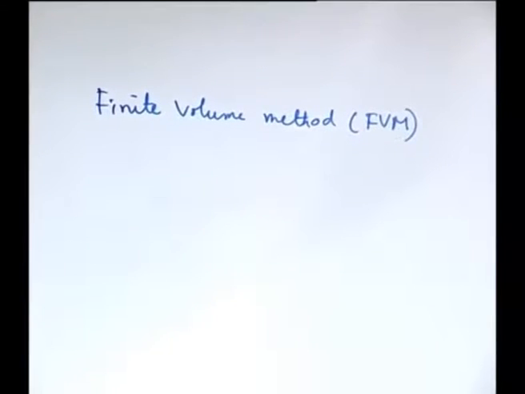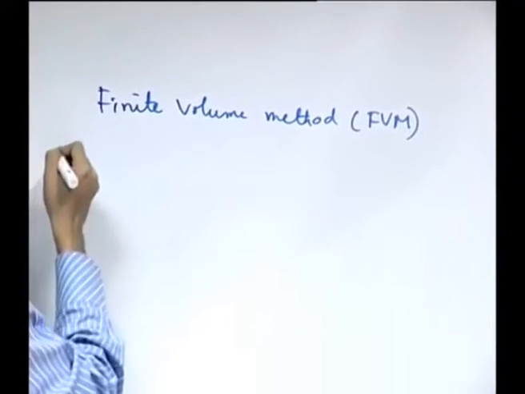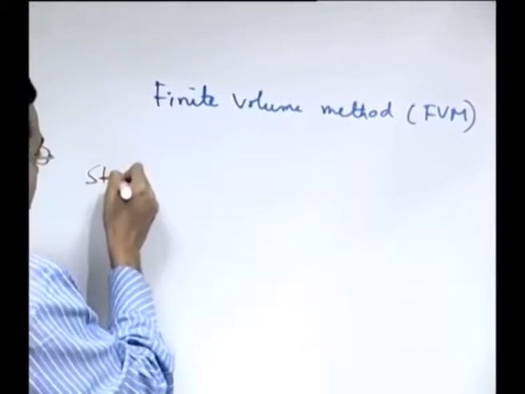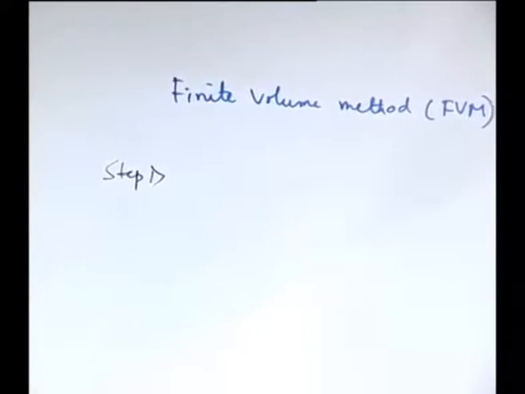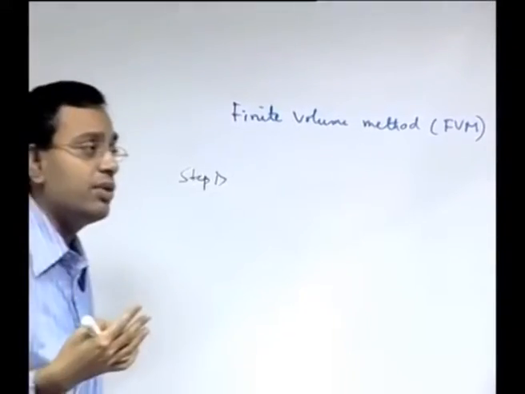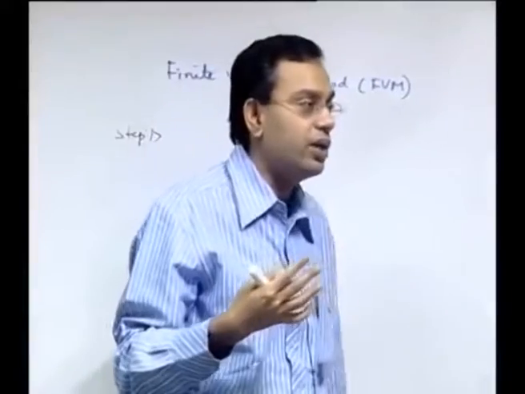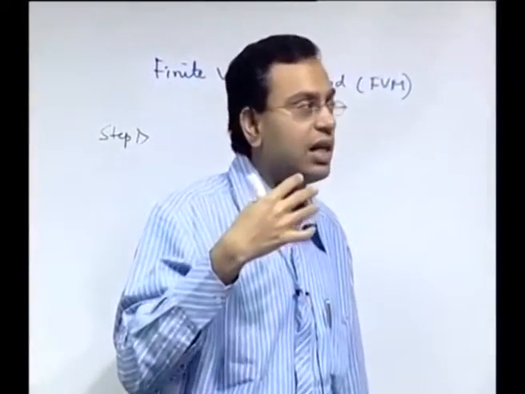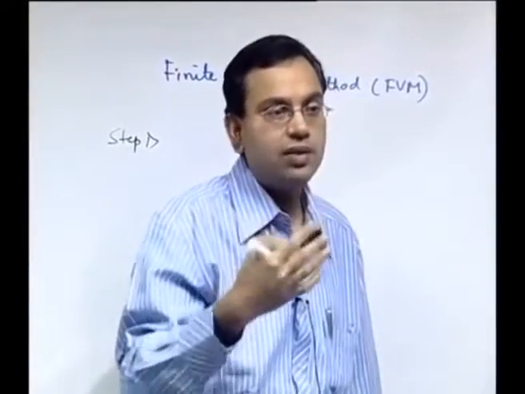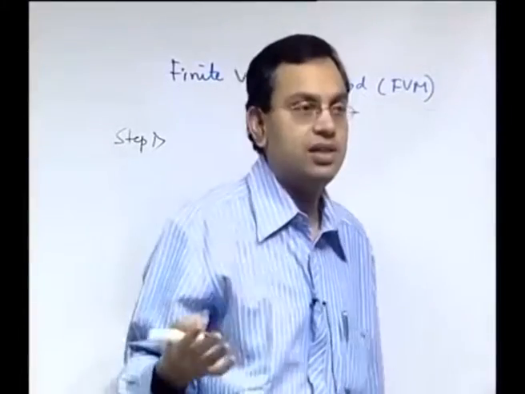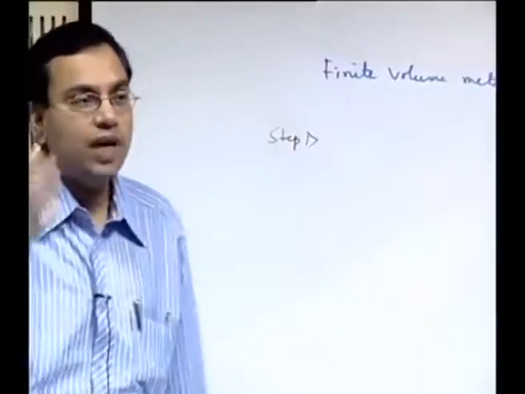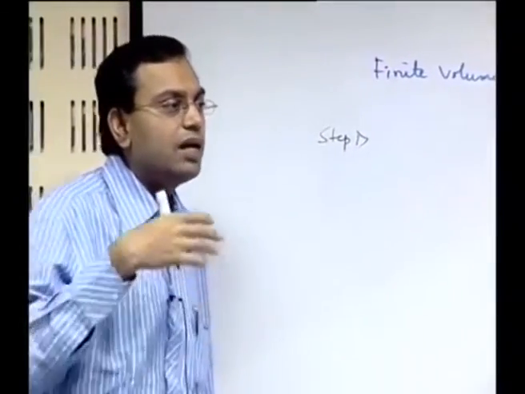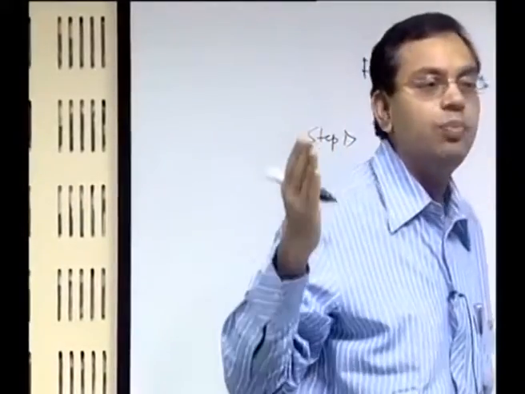What are the steps associated with the finite volume method? Step 1 is, as in any discretization, divide the domain into a number of subdomains. In the finite difference method, remember, we actually do not divide the domain into a number of subdomains, but essentially we get the corresponding effect by considering some grid points. In the finite difference method, you do not have physical subdomains, but only a discrete set of grid points.